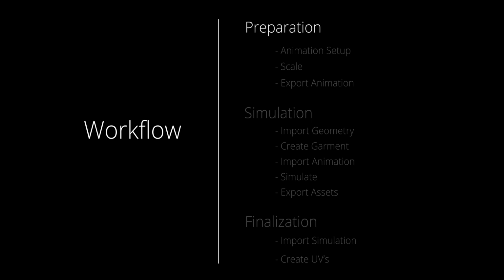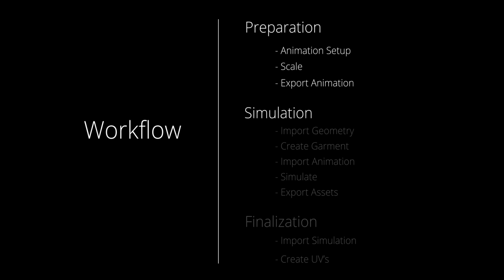So the first is preparation. The first thing we're going to do is go into Maya and basically set up our animation. It's really important for being able to work with Marvelous Designer. There's a couple of very specific things you need to do in order to simulate clothing properly. First, we're going to set up our animation. Then we're going to set the scale of Maya to make sure it matches with Marvelous Designer. Then we're going to export the animation, and go into the simulation phase of the workflow.